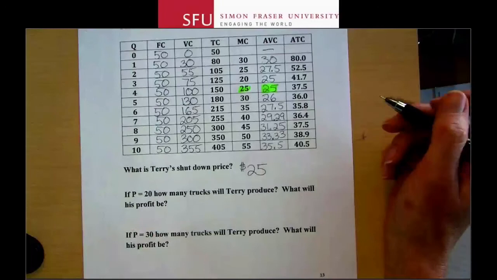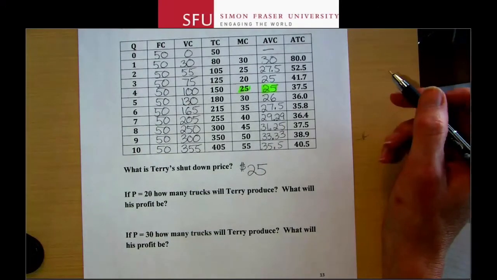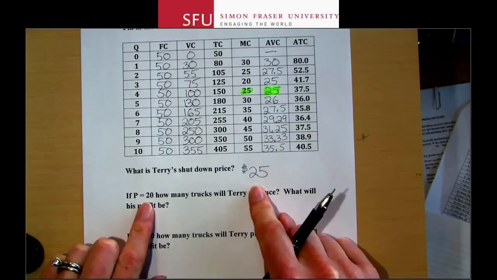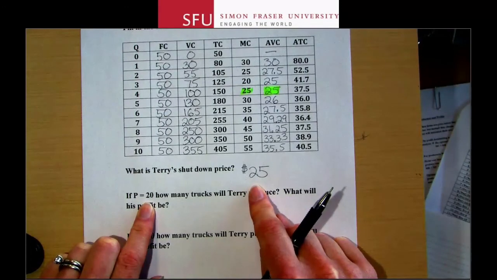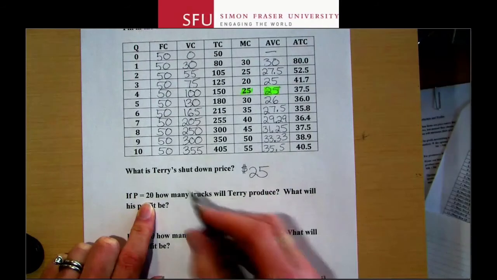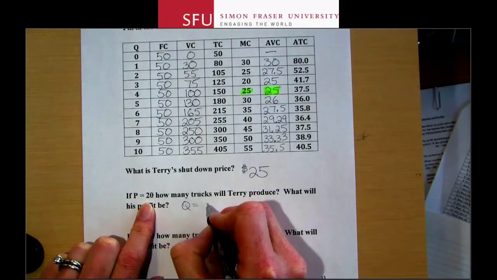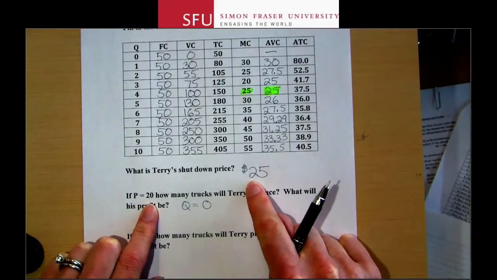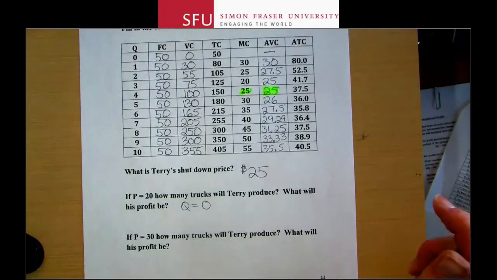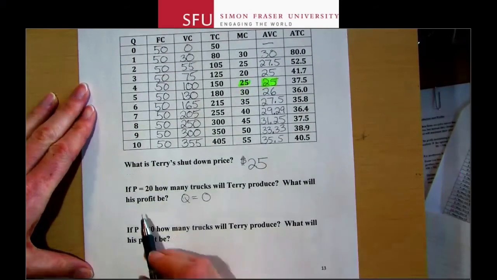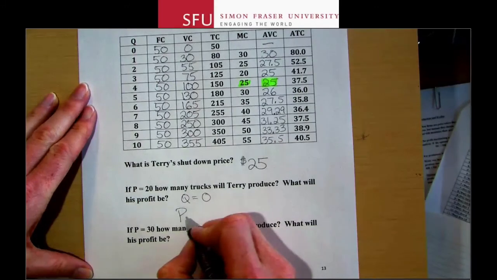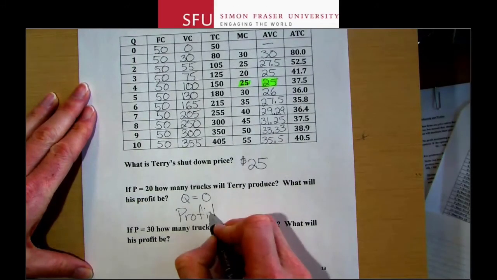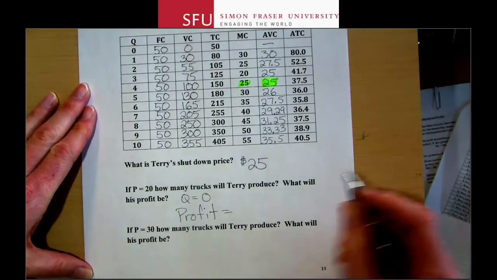If the price is 20, how many trucks will Terry produce? So, trick question. None. Good. Q equals 0 because the 20 is less than the shutdown price. This is the absolute minimum, 25. So at $20, he will not produce anything. What will the profit be? So then it would just be his loss of the fixed cost, which is $50.